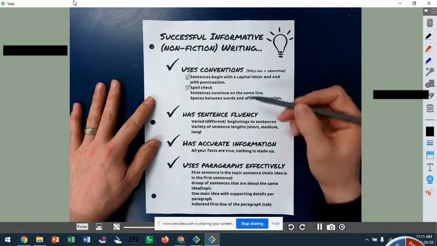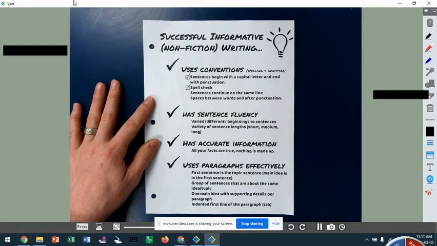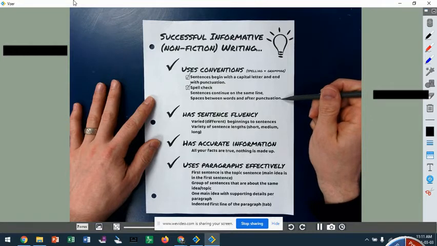Once all my sentences continue on the same line, I can check that box, but not until then. Oh, and then spaces between words and after punctuation. When that's all in place, I can check the box.